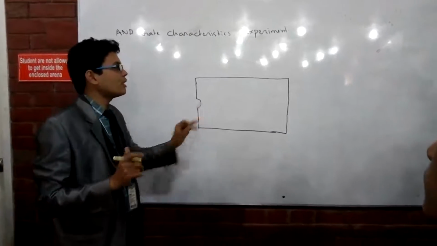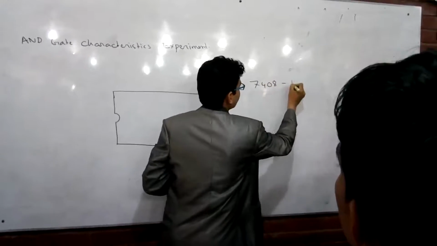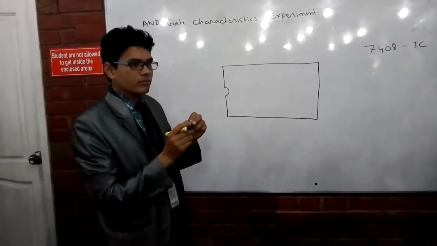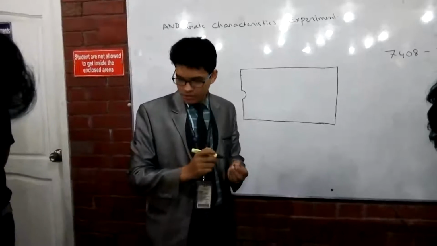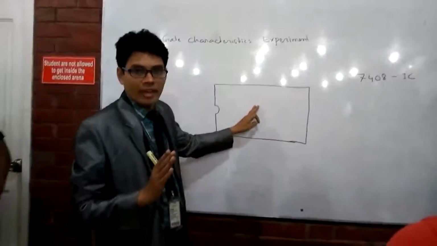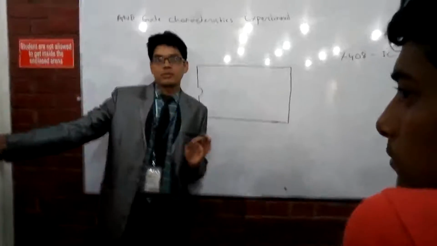Maybe for the AND gate we are using the 7408 IC. If you look at this IC, I'll give you ICs. There are some ICs over there. I'll give you some, but listen to me first, and then we'll have a look at that. Come here.